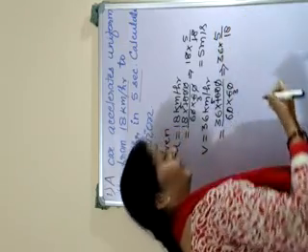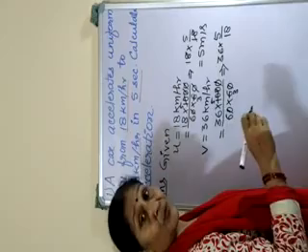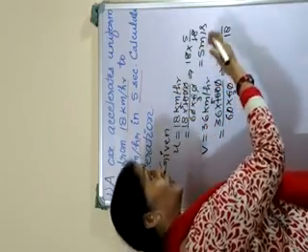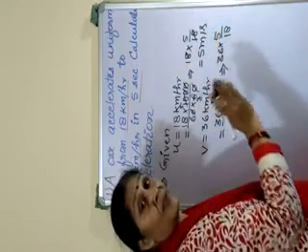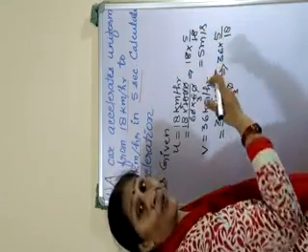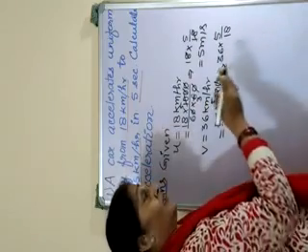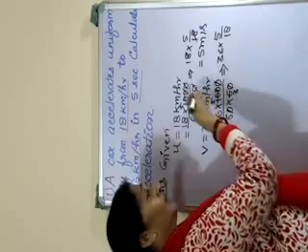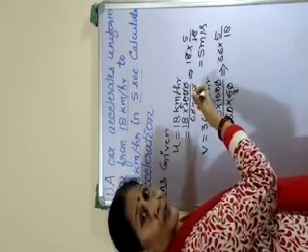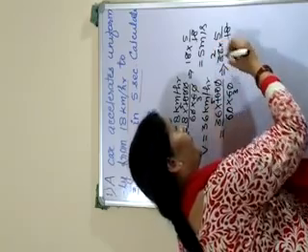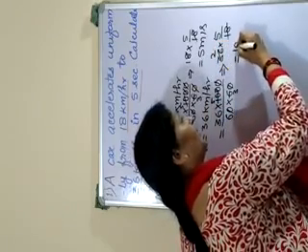Then when we have to convert kilometer per hour into meter per second, simply we have to multiply by 5 by 18. And why we are multiplying this term by 5 by 18, you can explain in this way. Okay, now cancel it. This is equal to 10 meter per second.